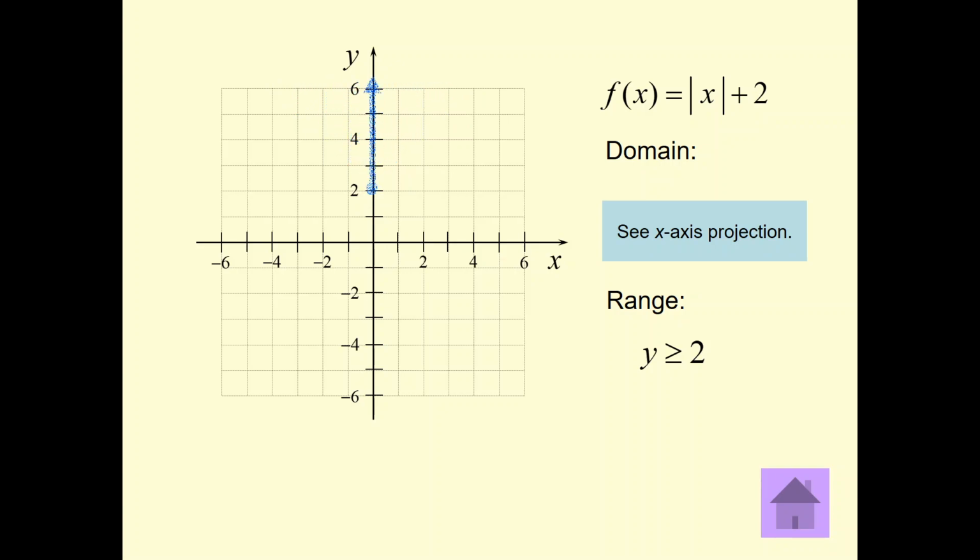it's casting a shadow on the y-axis. But where did it start? It started here at 2. So in set notation, you'd say it's the set of y greater than or equal to 2. Or in interval notation, you'd go square bracket 2 to infinity. Okay, let's try another one.